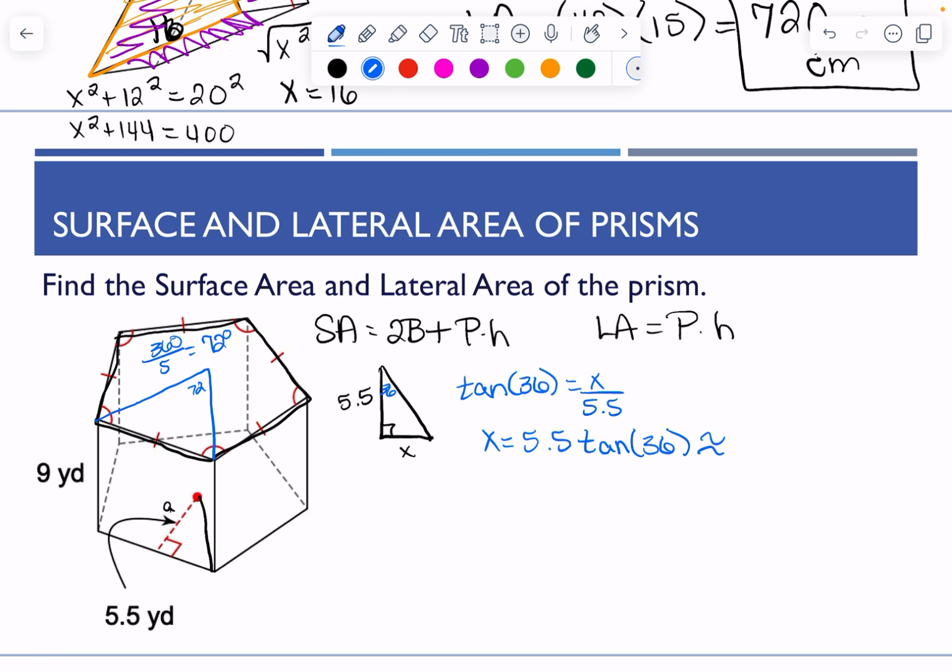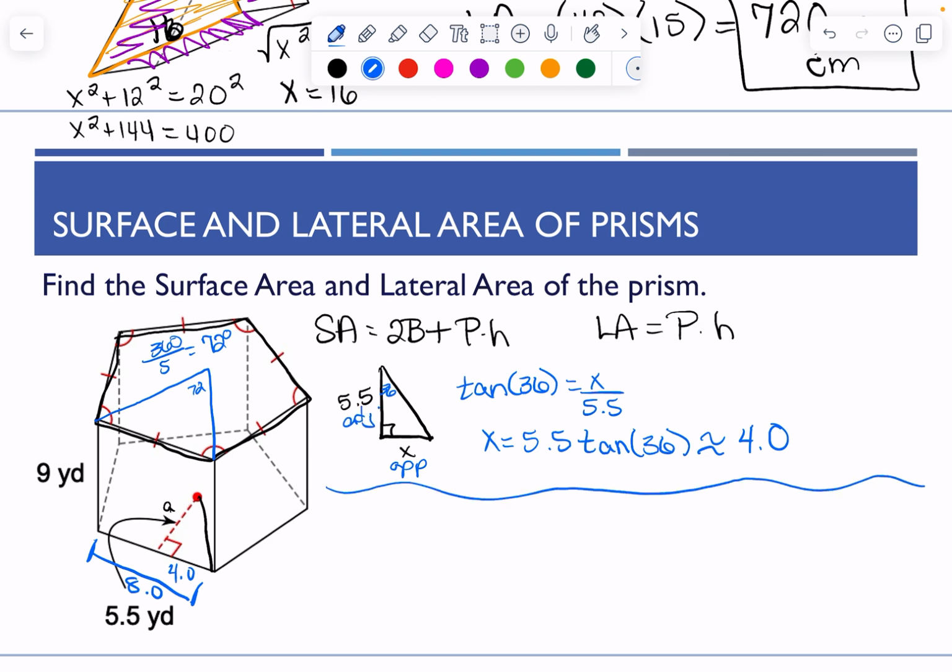Then we take our calculator, 5.5 times tangent 36, and that's going to get us 3.99. We're going to round that to the nearest tenth, so we're just going to go 4.0. Okay, so that is the length of half of a side. So the full length of a side is going to be 8.0 units. Okay, so now we need to start in and find all our pieces.